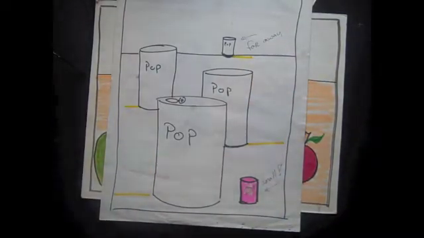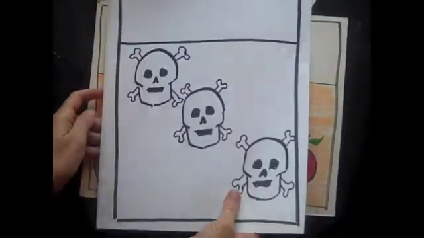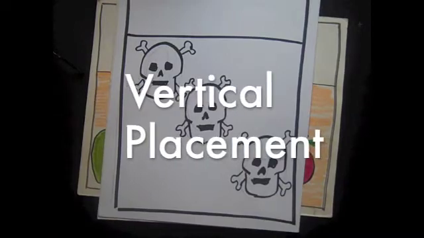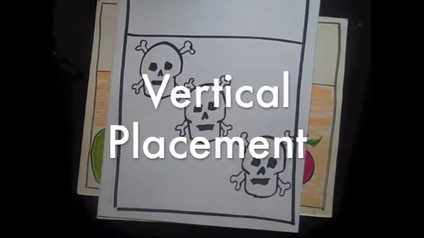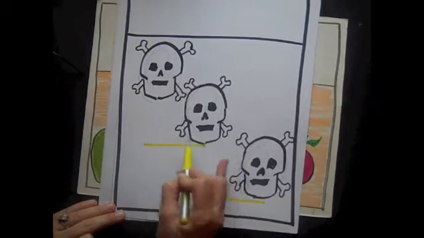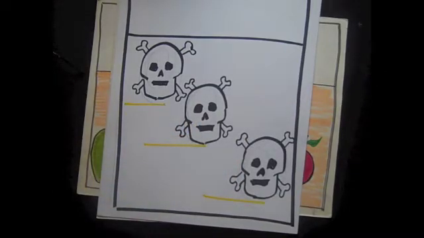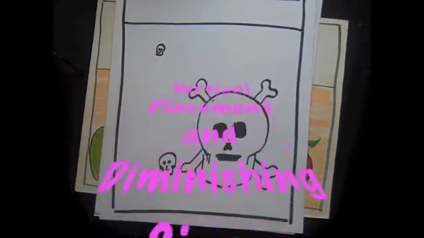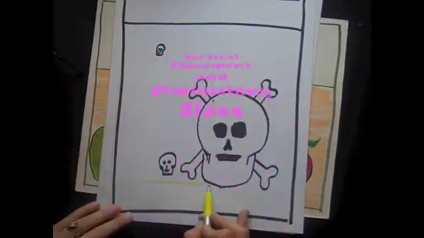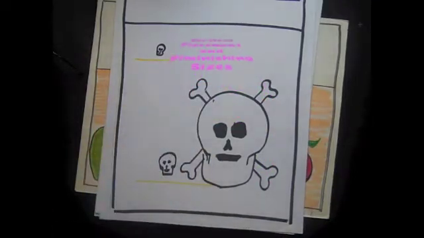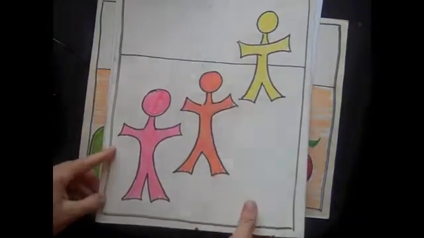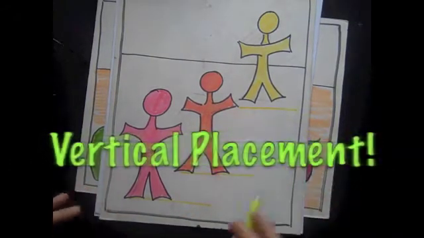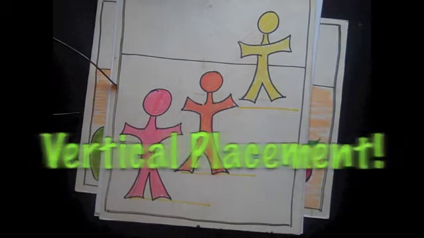This drawing creates space with vertical placement. The skull that's lower in the composition is closer to you. The skull that's higher in the composition is further away, but they're all the same size. This drawing uses vertical placement and diminishing sizes, but no overlapping. The people in this composition create space with vertical placement all by itself.